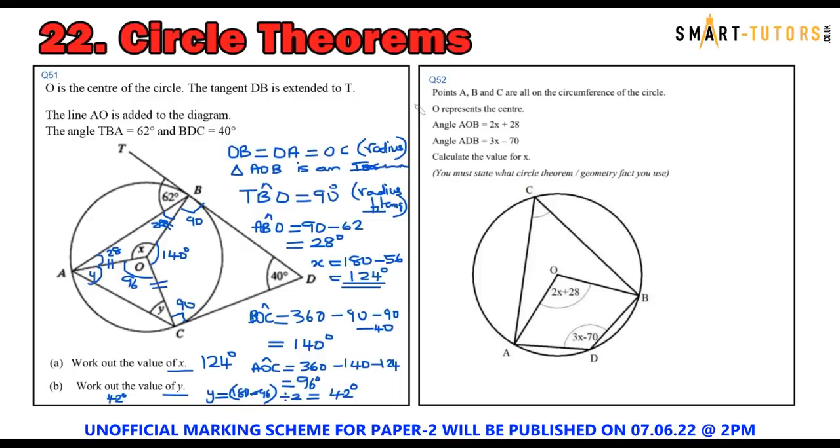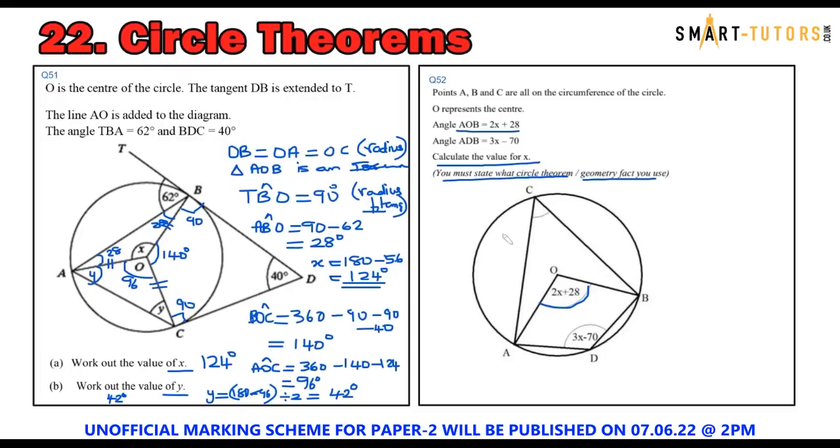Next question, points A, B, C are all on the circumference of a circle. Angle AOB is 2x plus 28, this angle, and ADB is given 3x minus 70. Calculate the value of x. You must state what circle theorem, geometric fact you use, right?